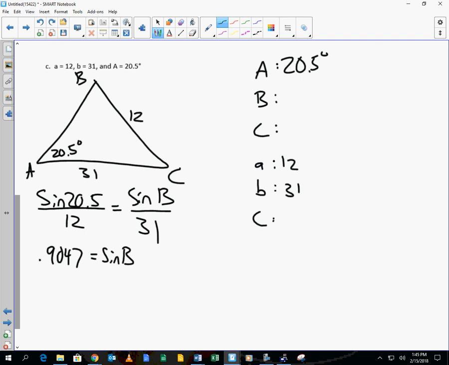Right now is the time where you know that there are how many solutions? Two. Triangle 1, triangle 2. A, B, C. A, B, C. This is not a trick question. What is angle A? 20.5. What is side A? 12. What is side B? 31. Those all stay the same.